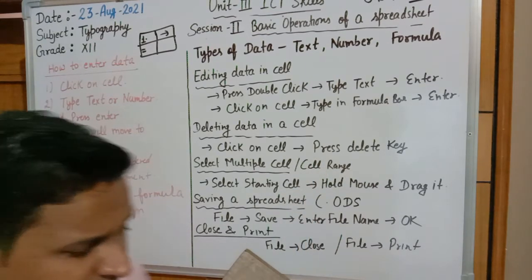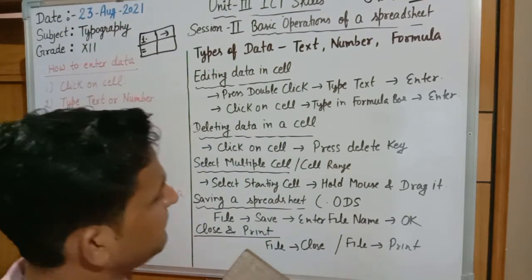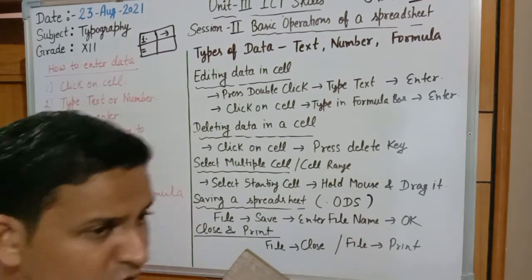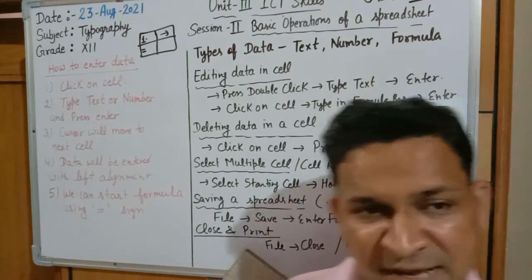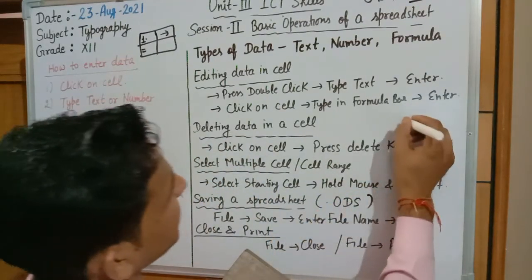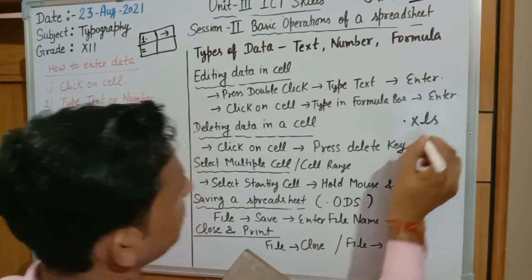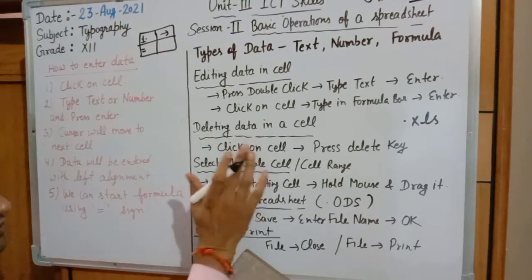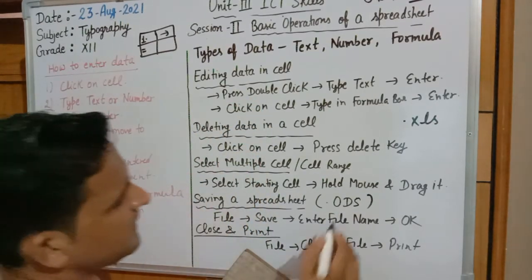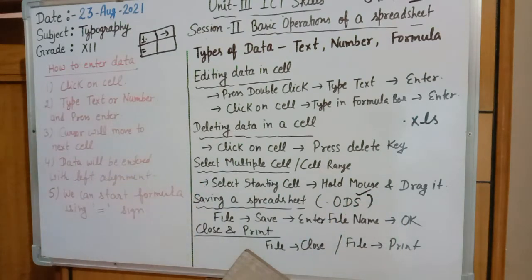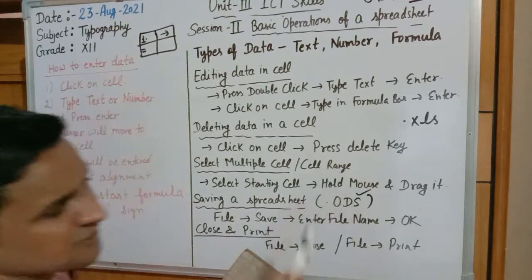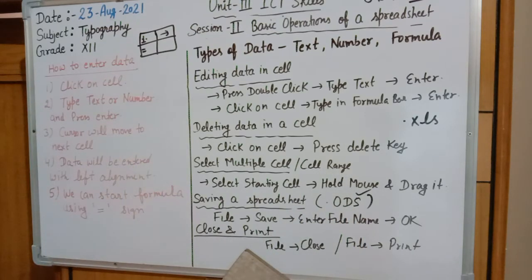How to save a spreadsheet? To save a spreadsheet, a similar concept is there. Click on File, select the Save option, enter the file name and press OK. Now the question arises: if we are saving a document in Excel, the format of saving is .xls. If we are saving a document in LibreOffice Calc, what is the extension of the file? The file extension will be .ods. ODS, open data sheet.